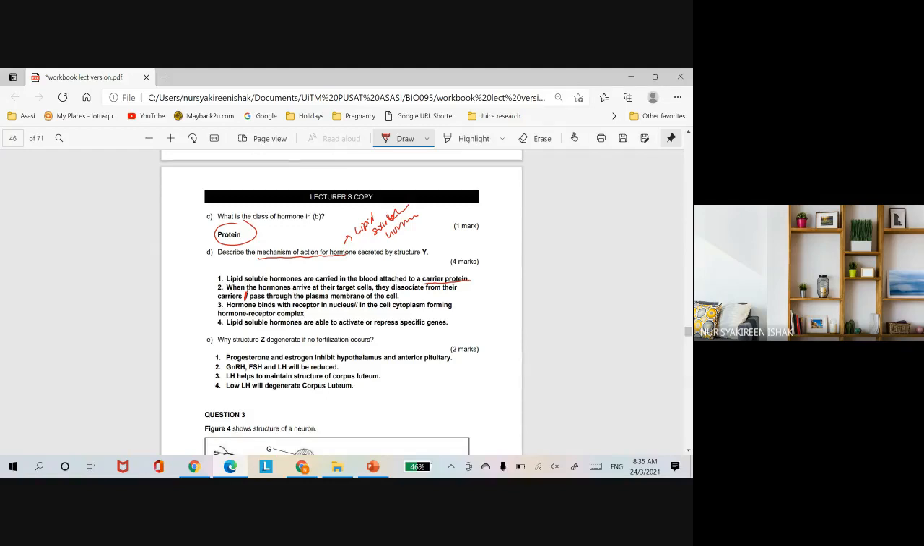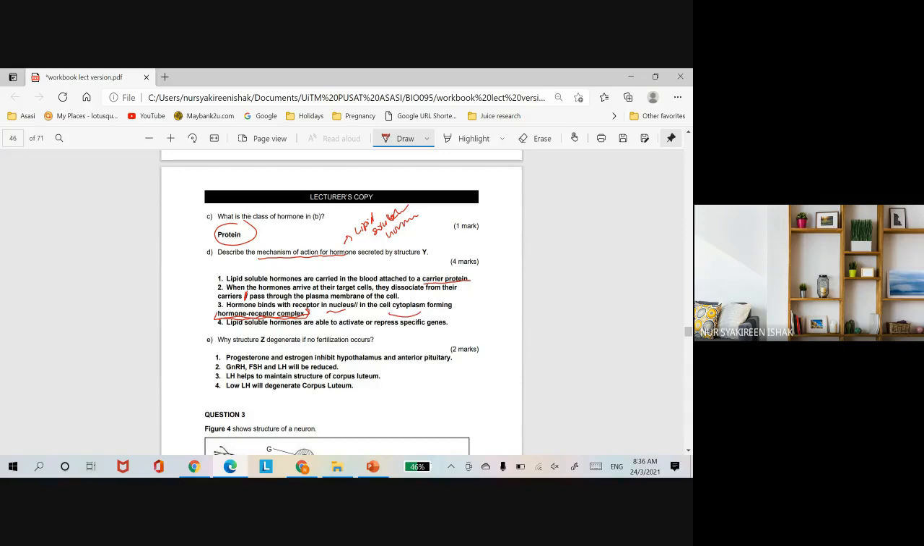So next, tadi macam soalan tadi lah kan. So the hormone binds to receptor either located in the nucleus or in the cytoplasm, to form the hormone receptor complex. So ini awak kena tulis lah. So hormone binds to receptor in the nucleus to form hormone receptor complex, ataupun hormone binds to receptor in the cytoplasm to form hormone receptor complex.